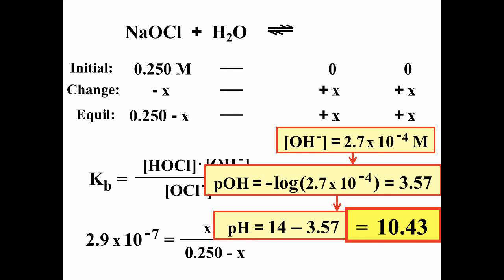So same thing as we have done in the past. The OH minus concentration is 2.7 times 10 to the minus 4th. We take the negative log of that, and we get 3.57, and that's the pOH. And then the pH is 14 minus 3.57, which is 10.43, and that is our answer.